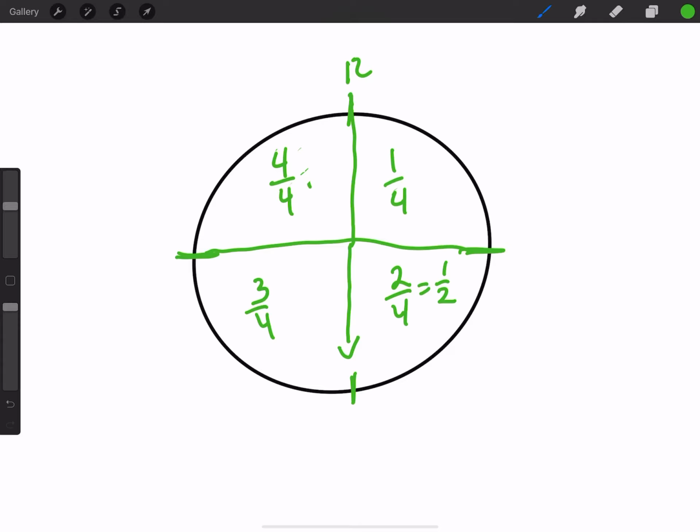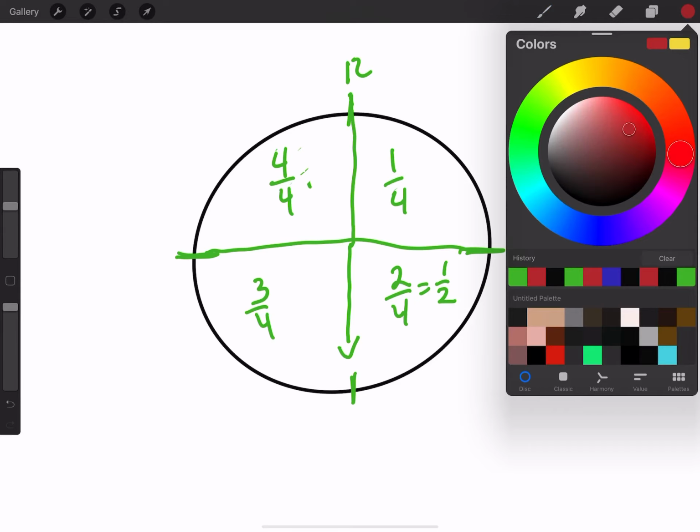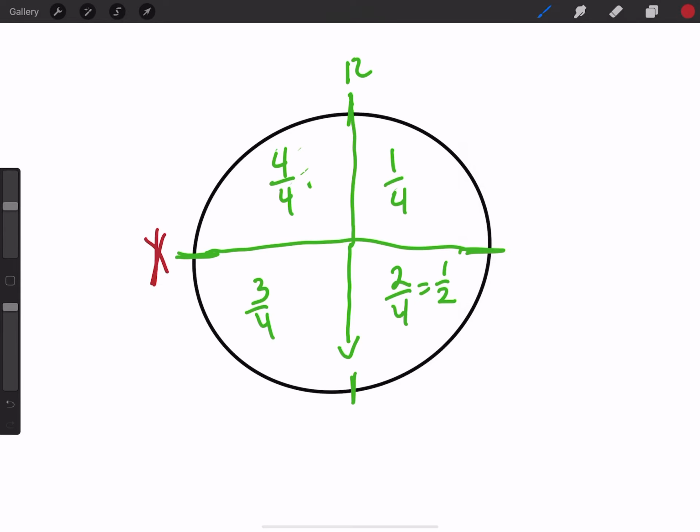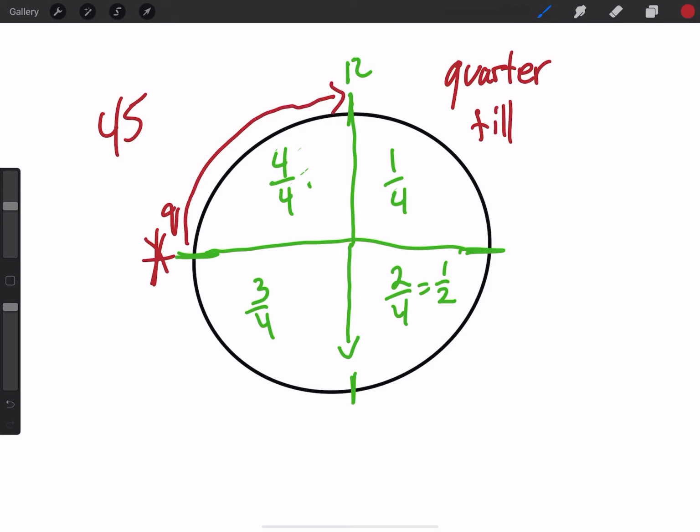Okay. Sometimes when people get to this point right here that I'm going to mark with a star, they will say, instead of saying 45, because this would be a 9 here, so that would be 45, sometimes what they'll say is that this is a quarter till. And what they mean by a quarter till is that it is 1/4 of an hour to get to the next hour. It's kind of funky, but I think you'll get the hang of it.